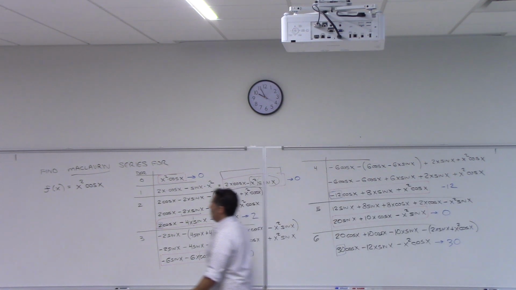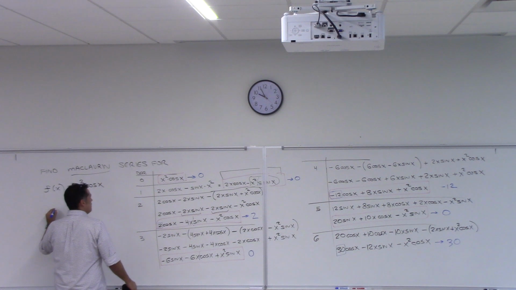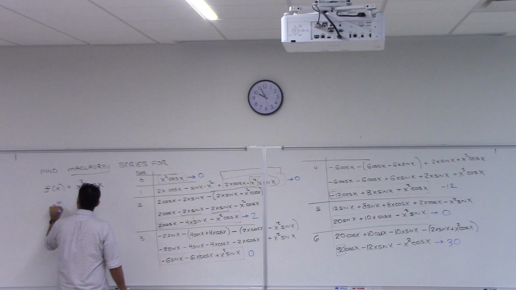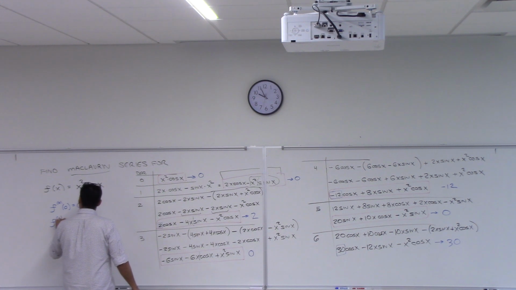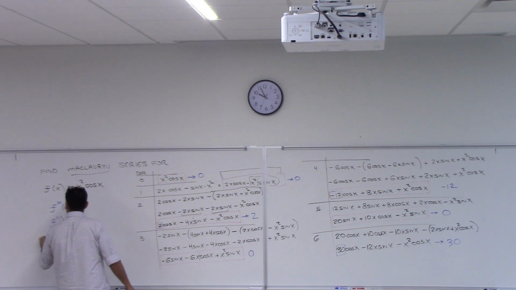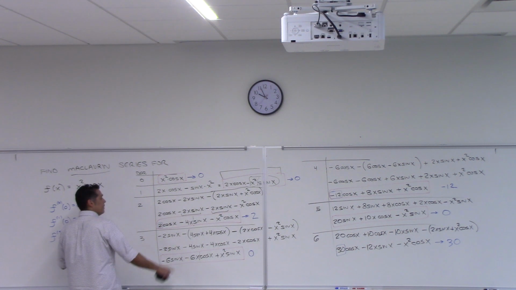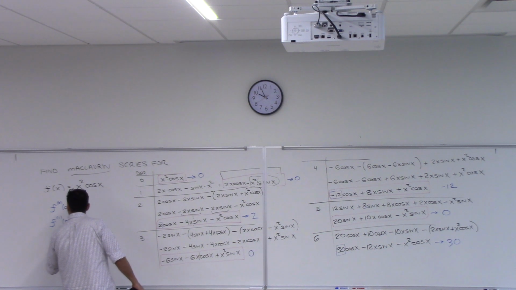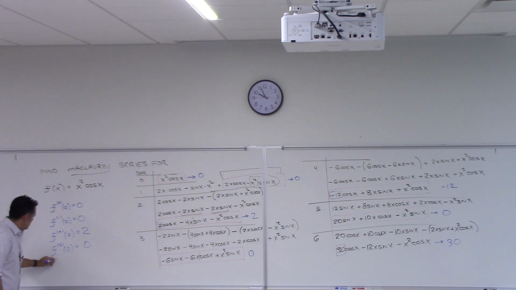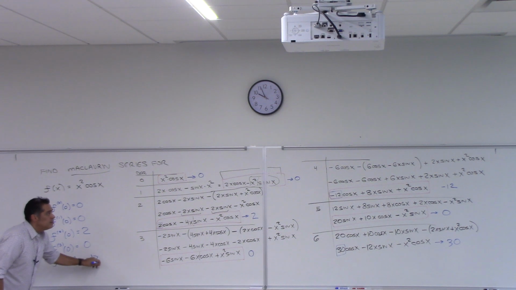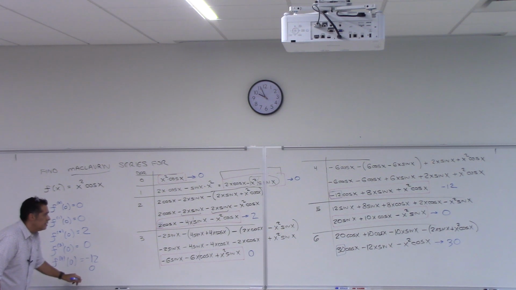Let me list out what these derivatives are. I'll write it out explicitly. The zeroth derivative at 0 is 0, right? The first derivative at 0 is also 0. The second derivative at 0 is 2. The third derivative at 0 is 0. The fourth derivative at 0 is negative 12, and then 0 again, and then 30. Okay. Got that?